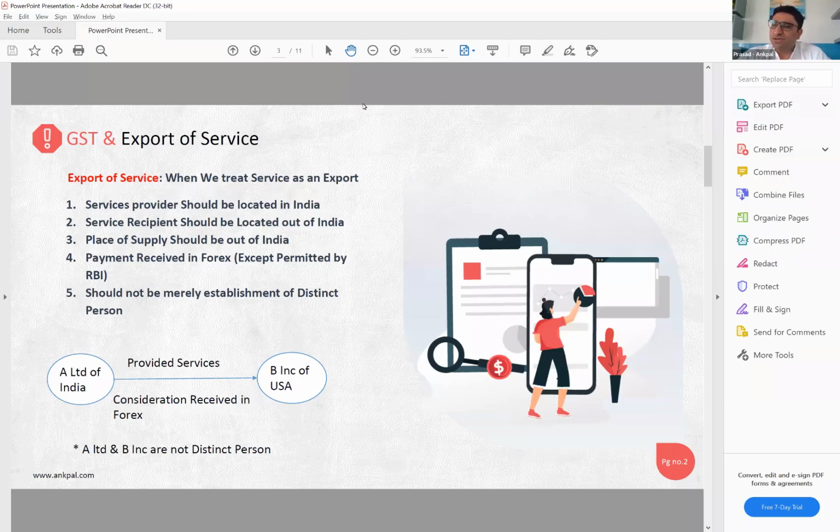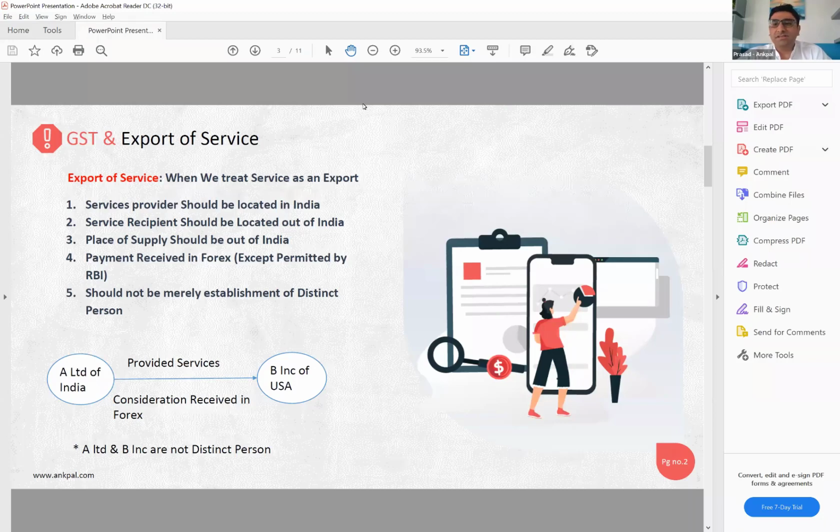Here B Inc is located also out of India, in the USA, so the second condition is also satisfied. The consideration is received in Forex, so the fourth condition is also satisfied, right? And A and B are not distinct persons, because these two are separate entities altogether, different persons and not unrelated persons.